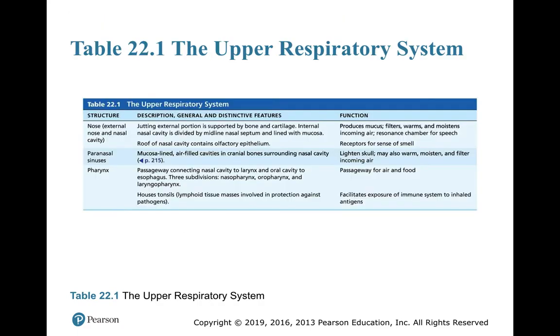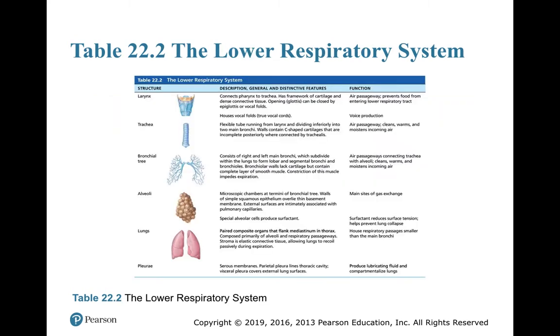The external nose and nasal cavity produce mucus, filter, warm, and moisten air, and have receptors for our sense of smell. Paranasal sinuses lighten the skull. We've talked about those before. The pharynx is a passageway for both air and food. We're going to see the pharynx again next week when we talk about the digestive system. Then we go to the larynx, trachea, bronchi, alveoli, which make up the lungs, and the coverings of the lungs, the pleura.